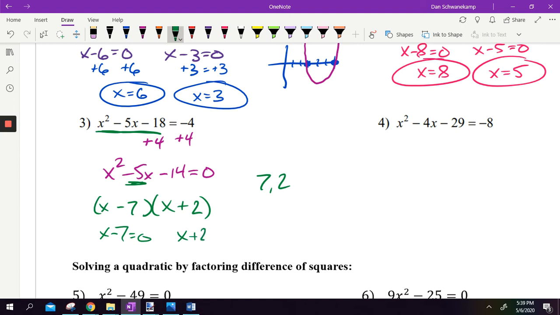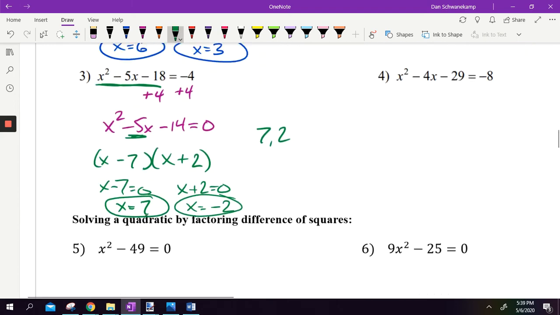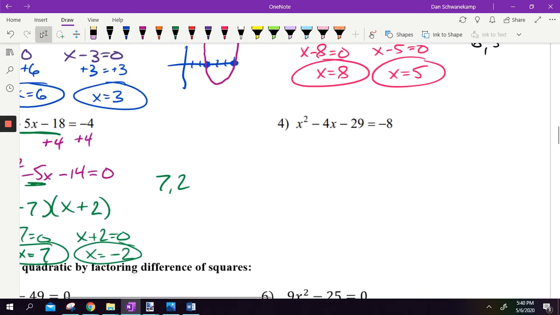Set them both equal to 0, because that's what I'm going to do. And solve it. X is equal to +7, just change the sign. And x is equal to -2, just change the sign. Almost done. Couple more here, and the last part's easy.